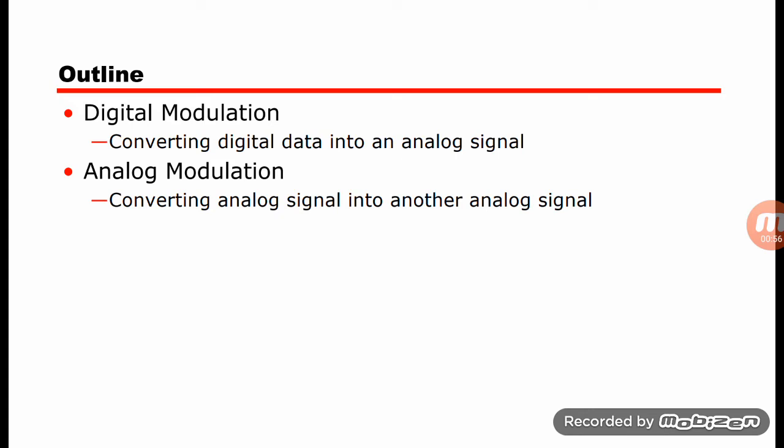Okay. There are two types of modulations, mainly digital modulation and analog modulation, right? You know the meaning of digital, and you know the meaning of analog. Okay. What is digital modulation? Converting digital data into an analog signal, right?